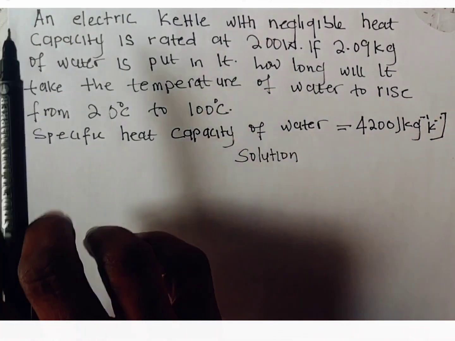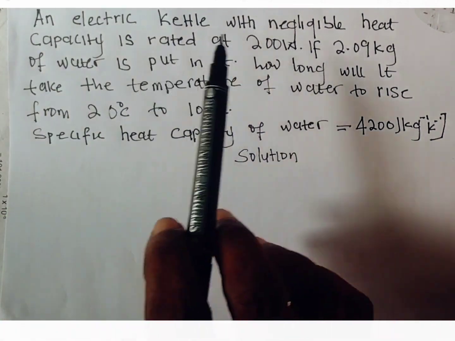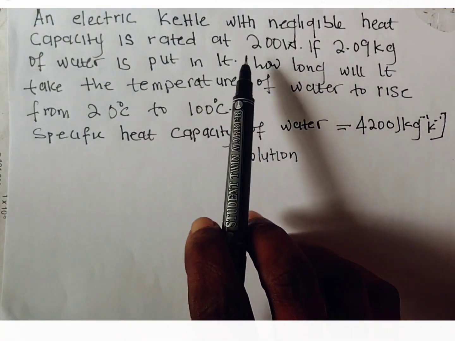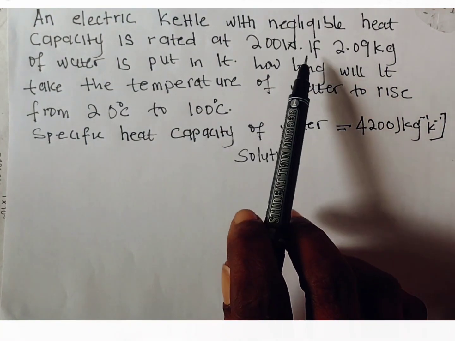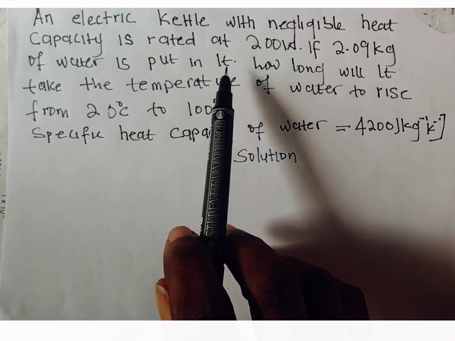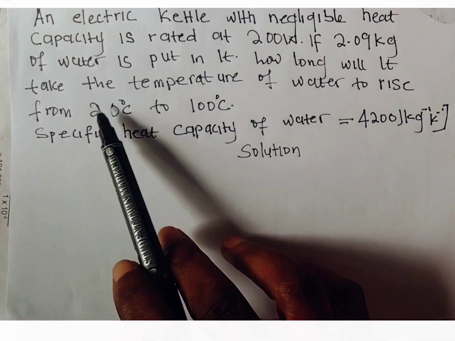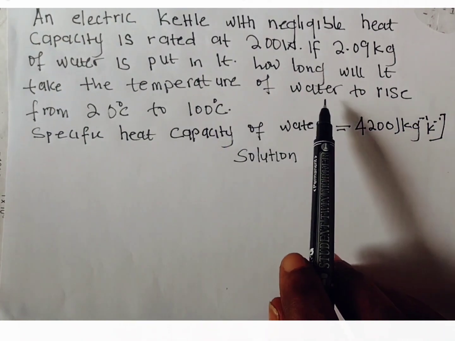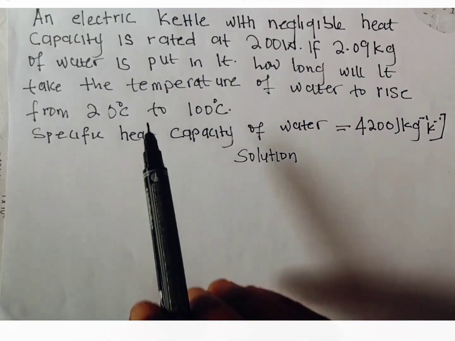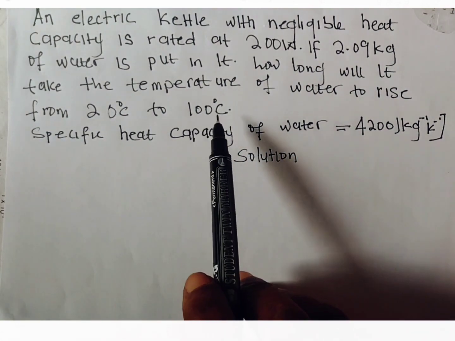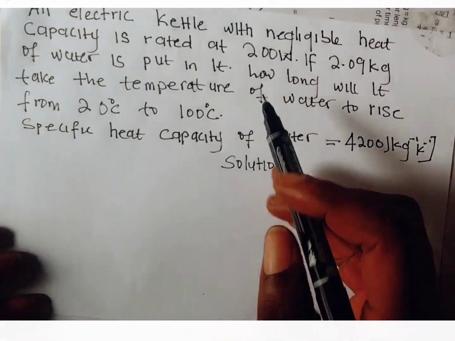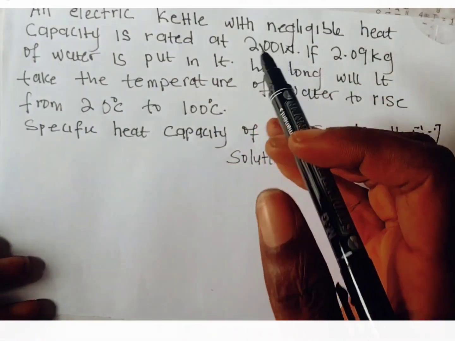The question says, an electric kettle with negligible heat capacity is rated at 200 watts. If 2.09 kilogram of water is put in it, how long will it take the temperature of water to rise from 20 degrees Celsius to 100 degrees Celsius? This is a very simple question on heat. Okay, let me show you how you solve it on the exam day.